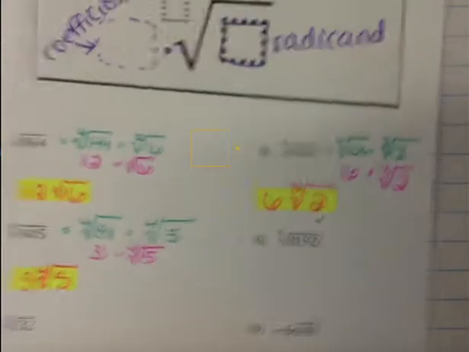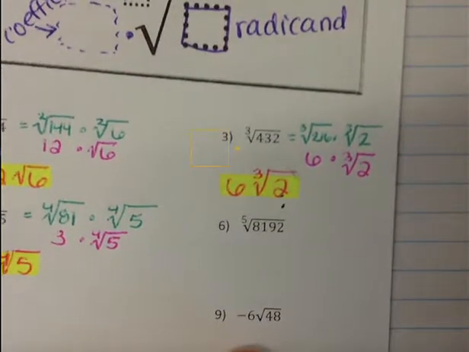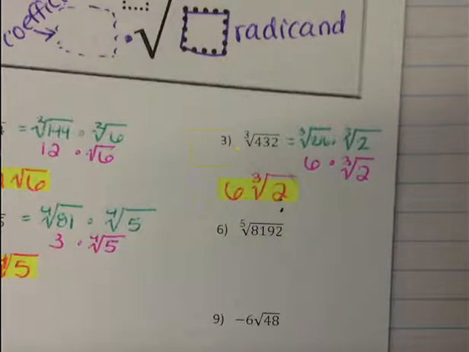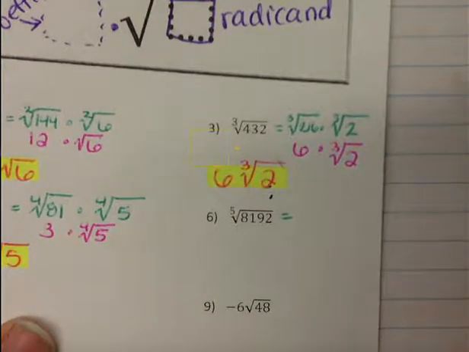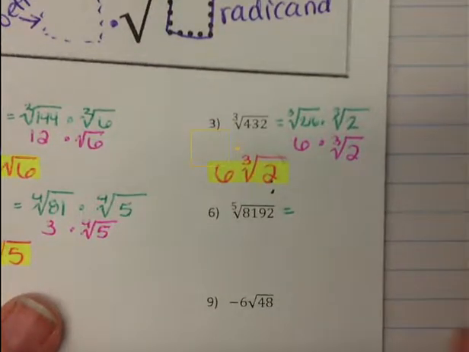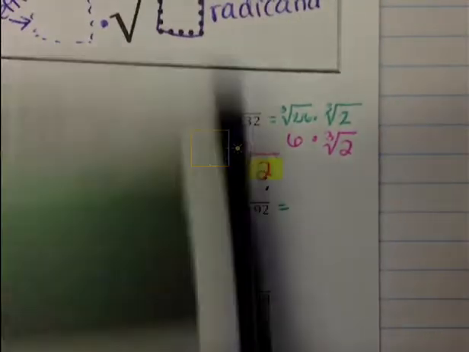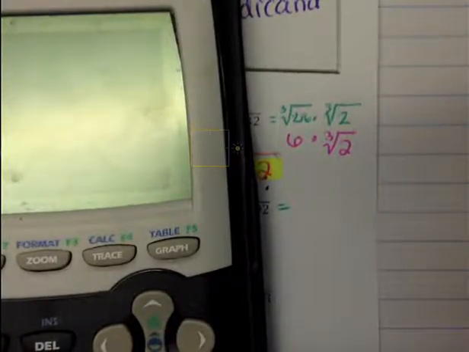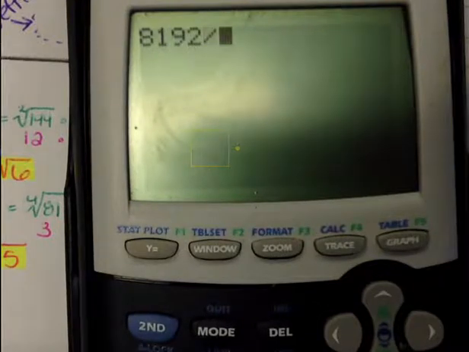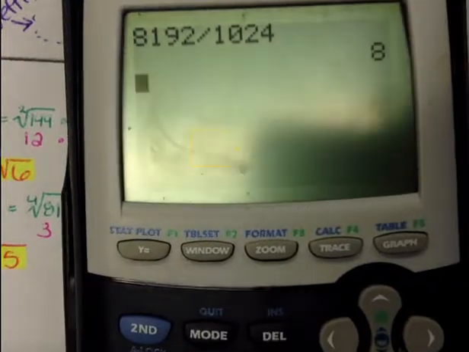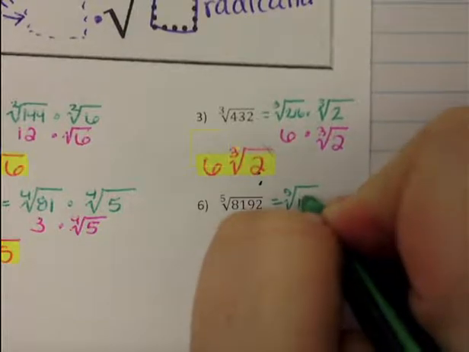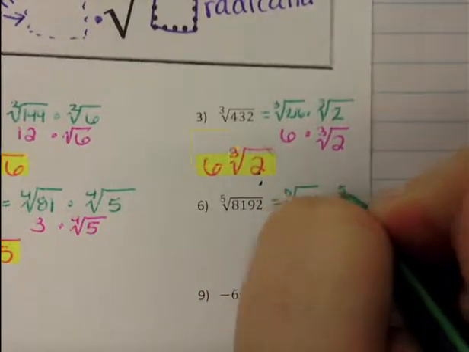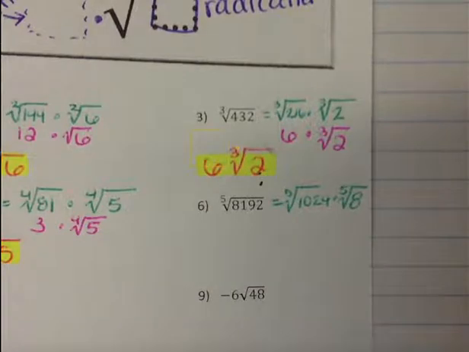This next problem is the 5th root of 8,192. So for the 5th root, I'm going to do the same thing. I'm going to look at the perfect fifths. I have 1,024 as my largest number. I'm going to check. 8192 divided by 1,024 does work. So it's 1,024 and 8. So this is the 5th root of 1,024 times the 5th root of 8. Those are my two numbers.